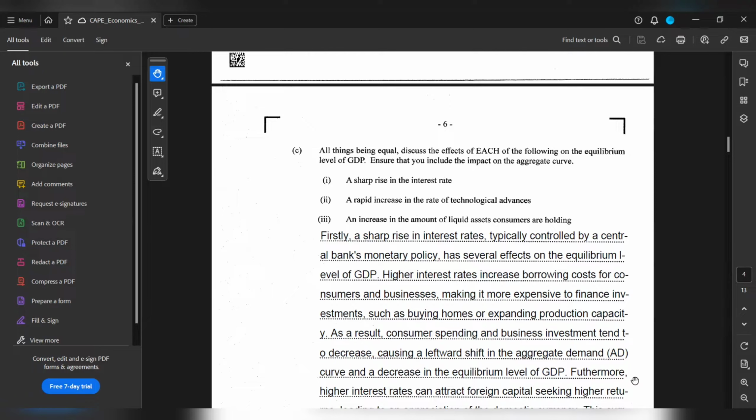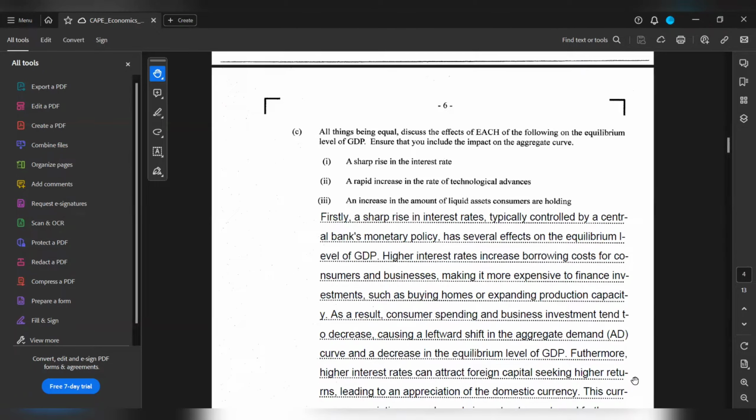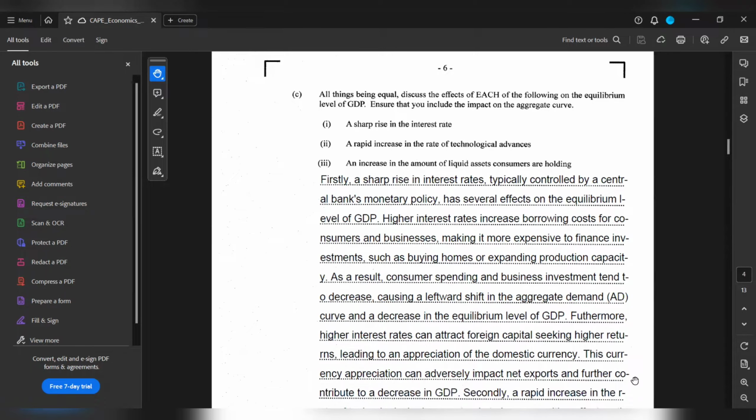Furthermore, higher interest rates can attract foreign capital seeking higher returns, leading to an appreciation of the domestic currency. This currency appreciation can adversely impact net exports and further contribute to a decrease in GDP.